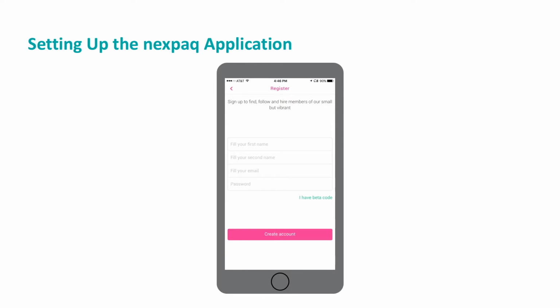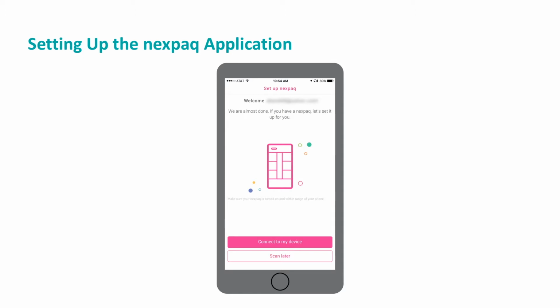Once you've created the user account, you'll be invited to connect to your nexpaq device. Now remember, the smartphone connects to the nexpaq gateway, not directly to any module, and when you're developing for the nexpaq application, the gateway is your dev board. So make sure your dev board's plugged in and powered up, and touch the button labeled Connect to My Device.